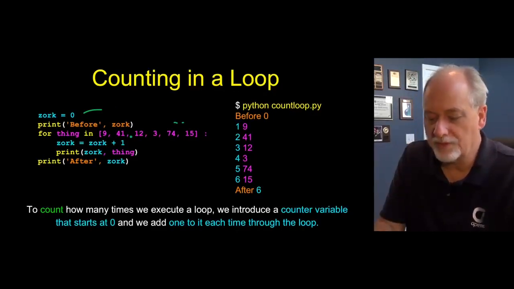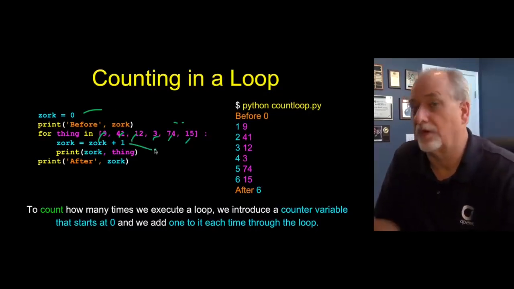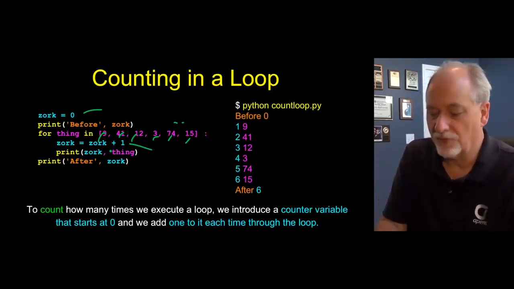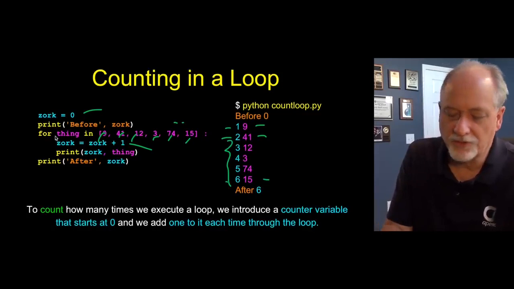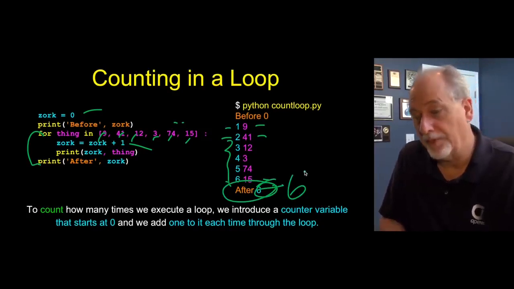And now we're going to run this loop 6 times, 1, 2, 3, 4, 5, 6, and each time through we're just going to add 1 to Zork. So Zork starts at 0, then it goes 1, 2, 3, 4, 5, 6. And we're going to print it out. So we see the 9 and Zork is 1. See 41, Zork is 2. And Zork is 6 when we see the 15. The loop stops, and we print out afterwards. And this 6 is then the ultimate count that we got.